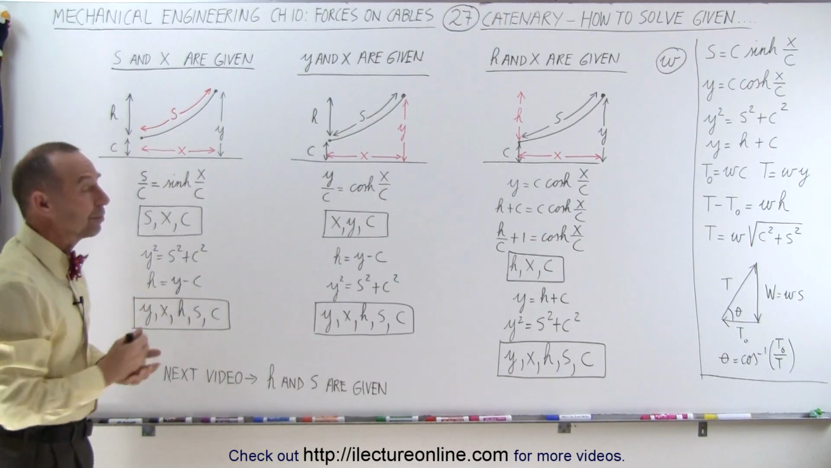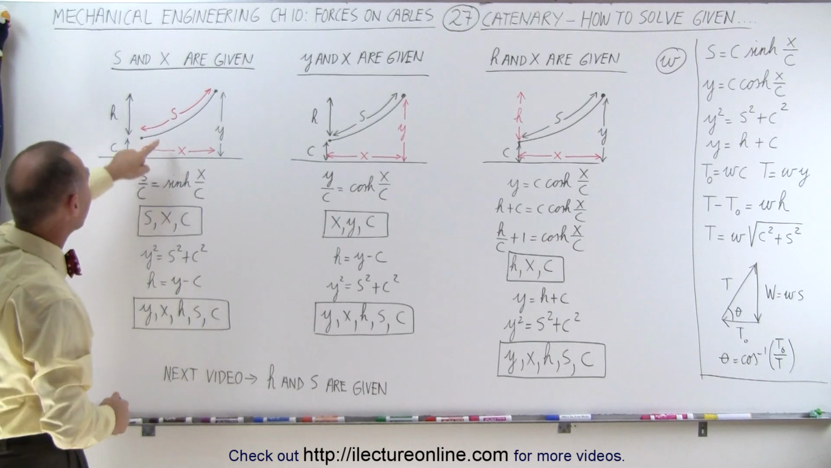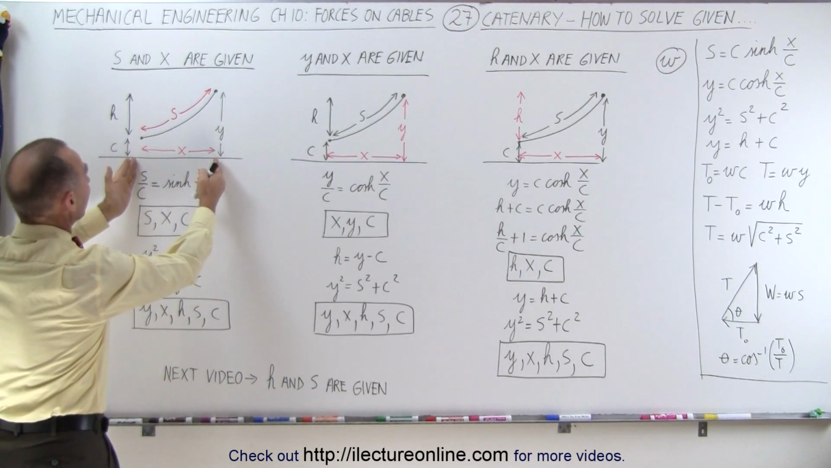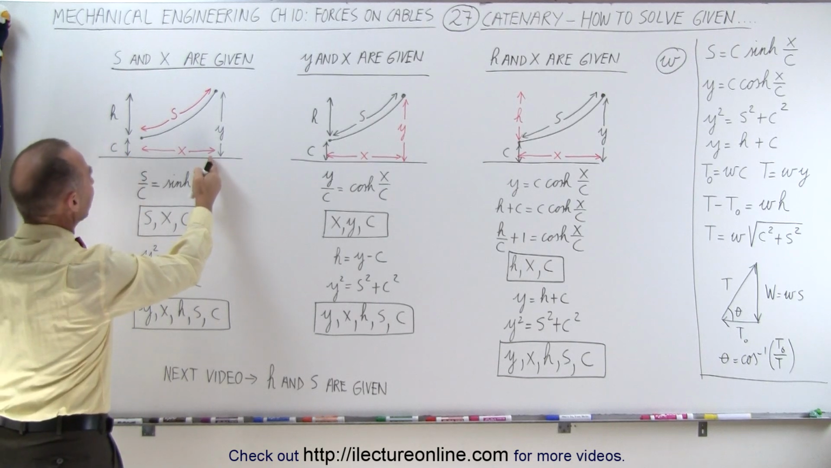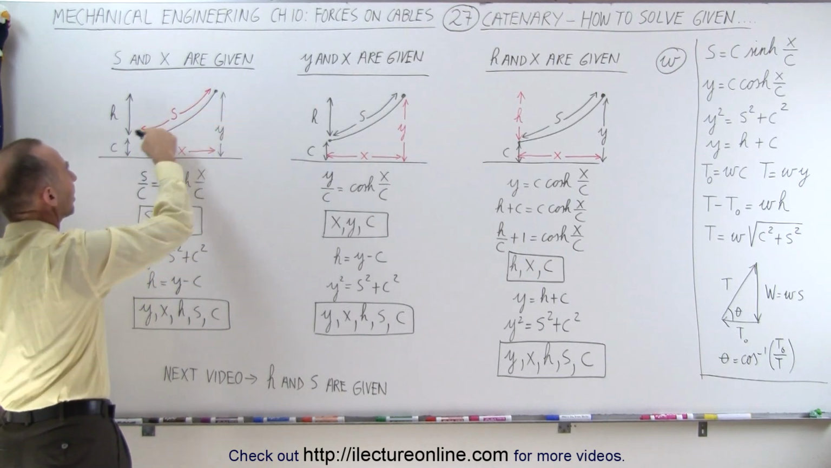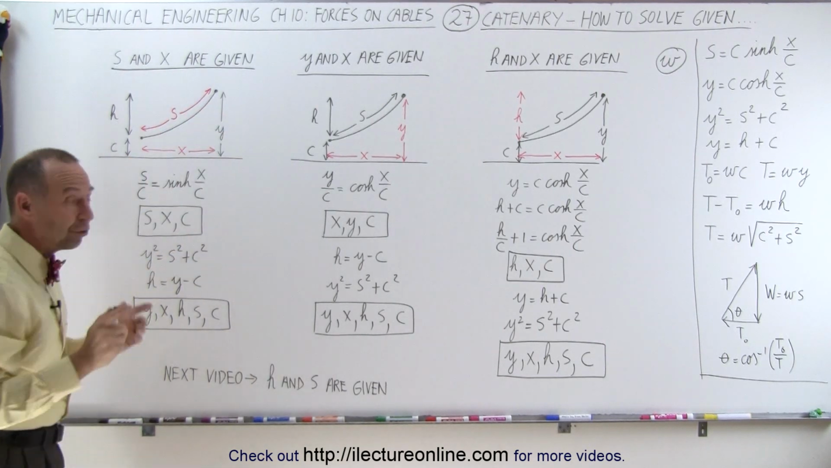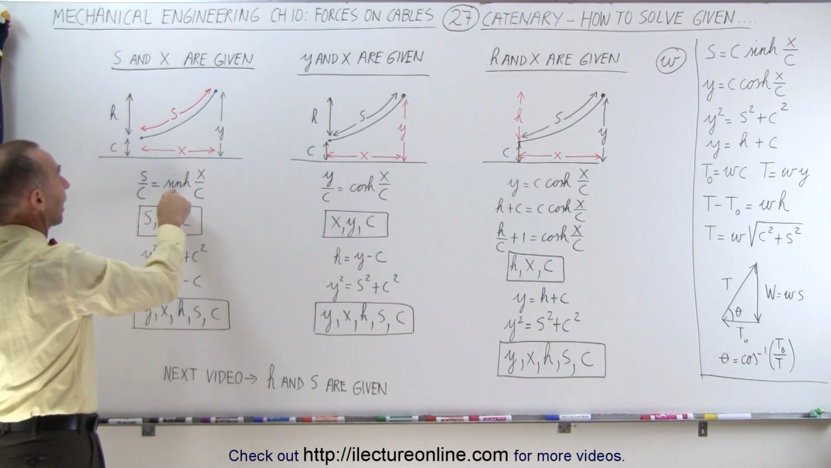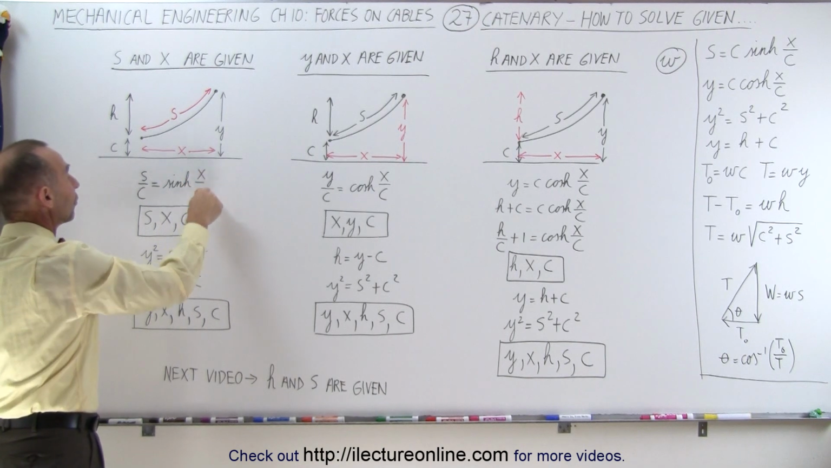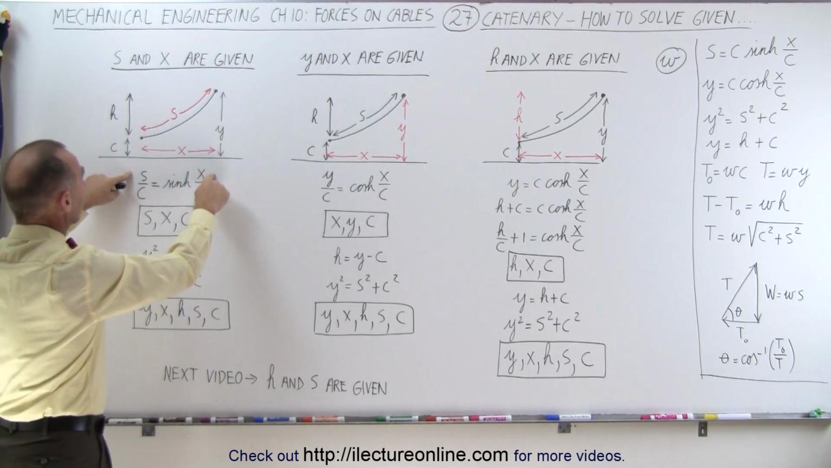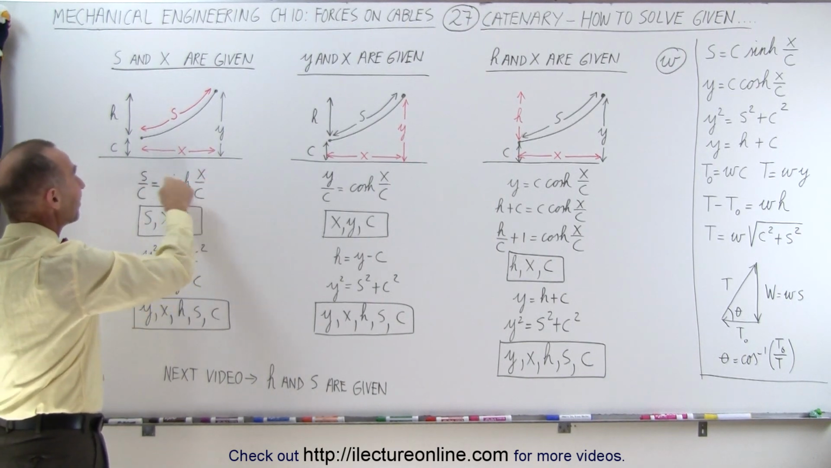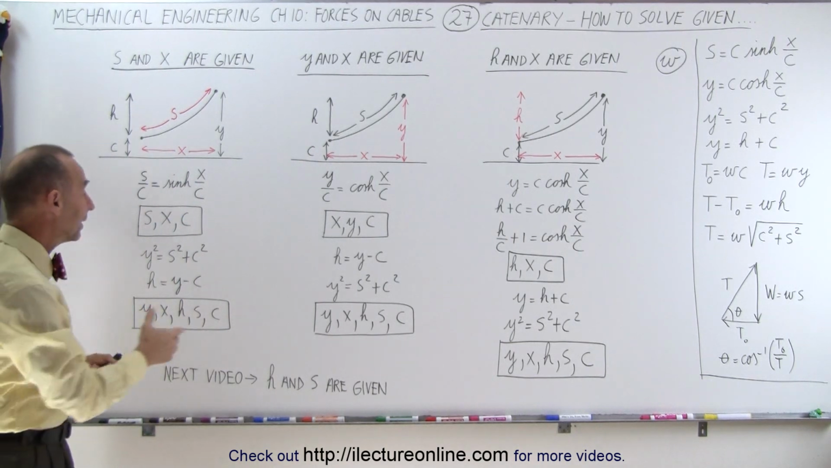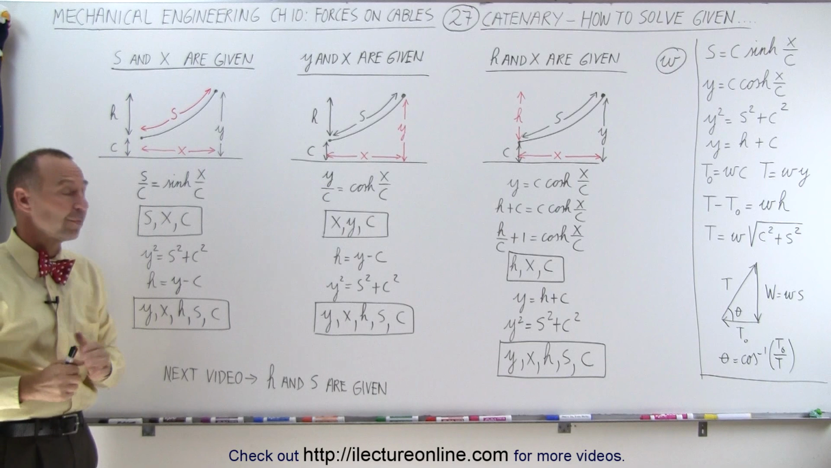Now, how do we solve the problem? Well, let's say that you're given the length of the cable and you're given this horizontal distance. This would be half the span of the cable, and this would be half the length of the cable. Well, first of all, we use this relationship: s over c equals the hyperbolic sine of x over c. Since s and x are given, you can then find c through a process called iteration. And we've given you some examples of that, and we'll show you a few more examples.